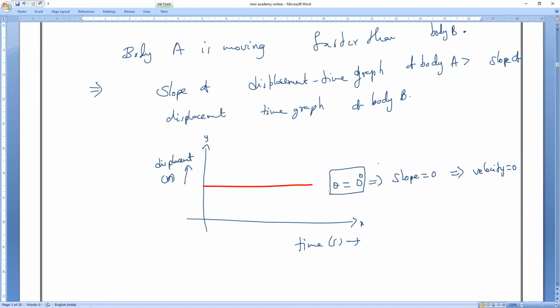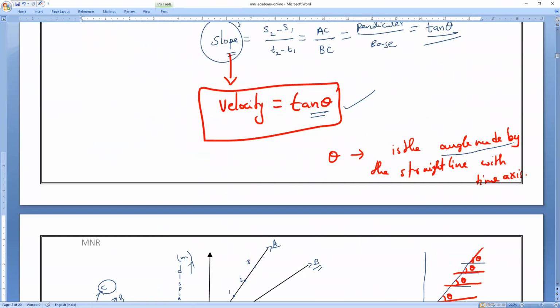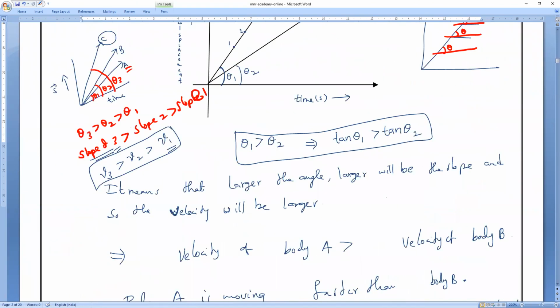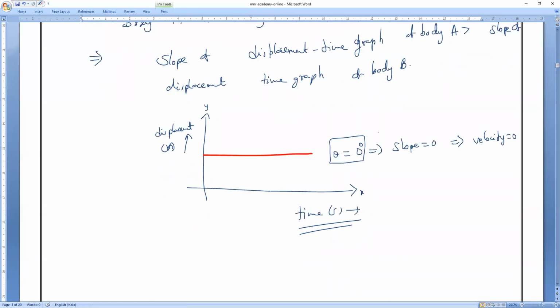What do you mean by theta? Theta is the angle made by the straight line with the time axis. Now, what is the angle made by this line with the time axis? It is parallel to the time axis. That is a very important point.